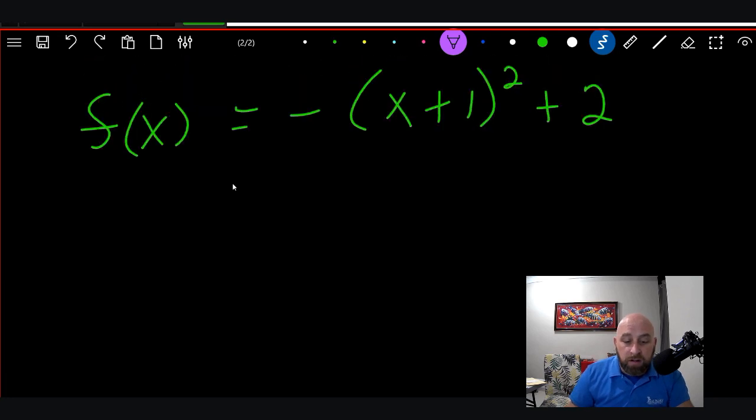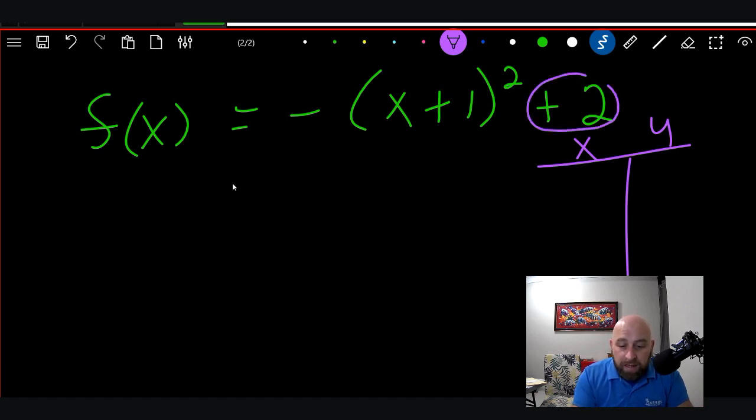So let's start off with finding the vertex. So we're going to need our x and our y chart. What's our vertex? Well, let's say that 0, 0 is the parent. What has been added to the parent? Well, we have a plus 2. So on the y, we're going to be at 2. And then we have a plus 1. Now, this is so tricky.